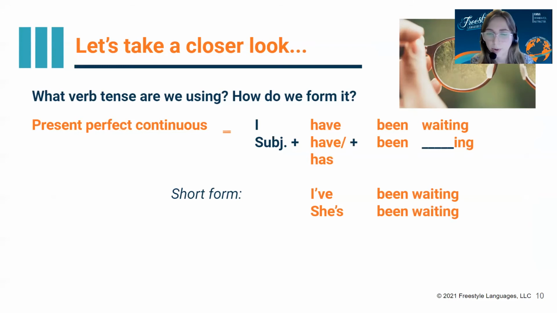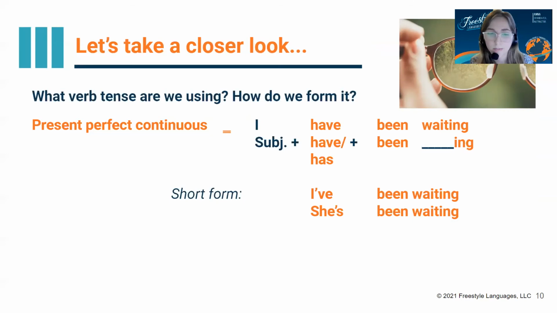I have been waiting. There's an example. So we take the subject, I, then have or has, just like before. But now, instead of our ed, we say been plus the verb with the ing. So our verb wait becomes waiting, right? I have been waiting. Good.